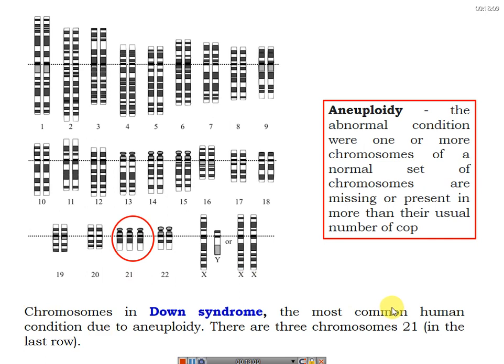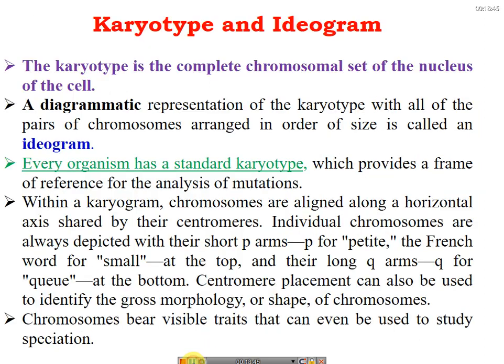In this figure, you are seeing that we have an extra copy of chromosome 21 leading to Down syndrome. So this is an example of aneuploidy, an abnormal condition where one or more chromosomes of a normal set of chromosomes are missing or present in an extra copy. So here in the case of Down syndrome, we have an extra copy of chromosome number 21. You can see this karyotype. I just used the term karyotype and showed you a karyotype.